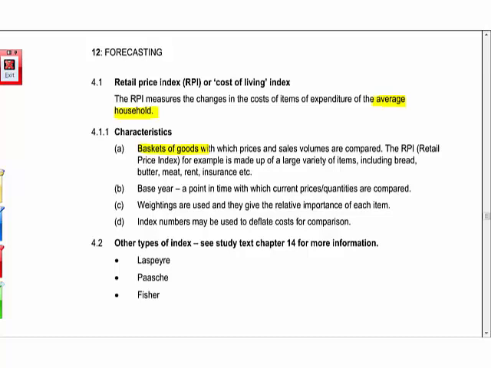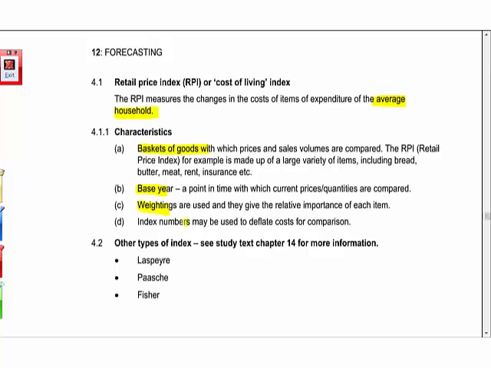One of the issues though with index numbers is deciding what to put in the basket of goods and what weighting to give it. You start with a base year, so in the UK the RPI started in 1987, and comparisons are made since then. As I mentioned, then you need weighting so that different items are given more importance than others.